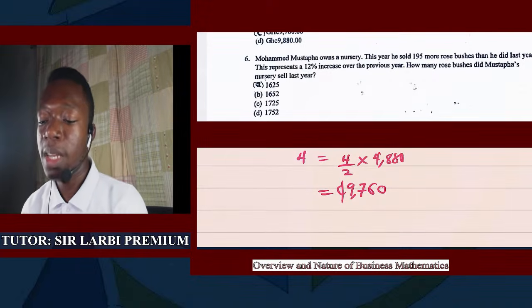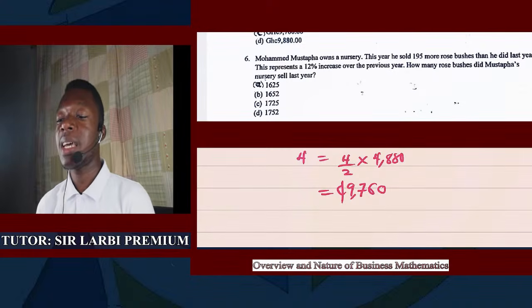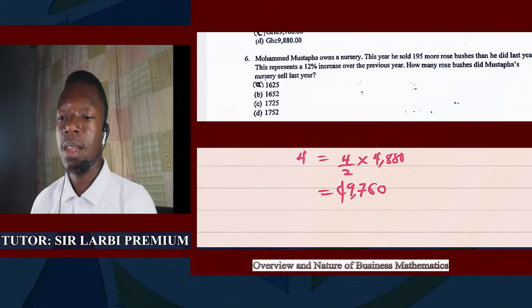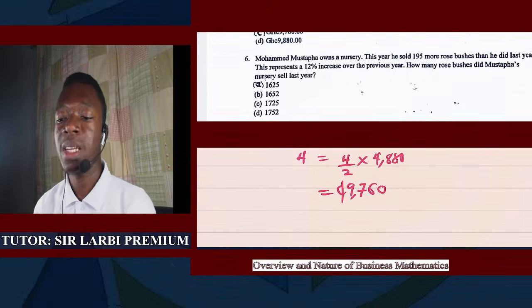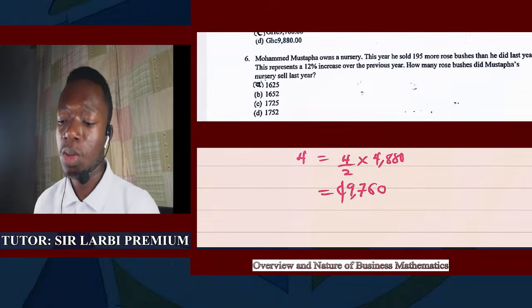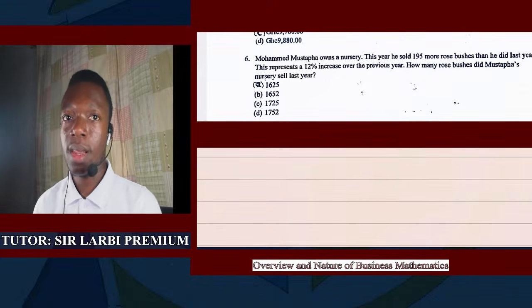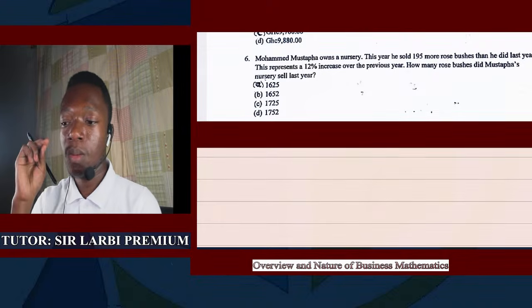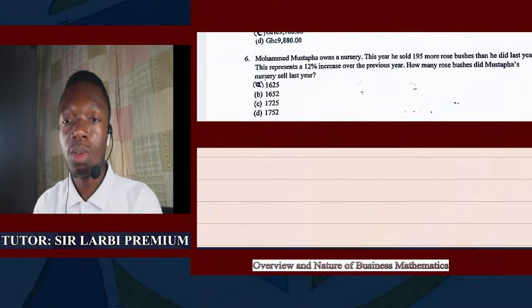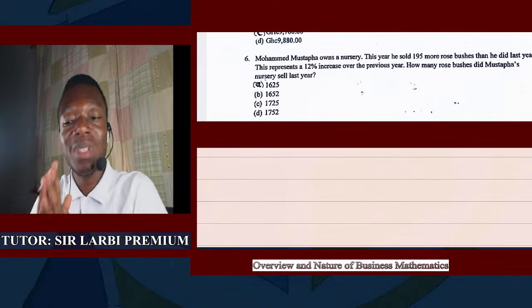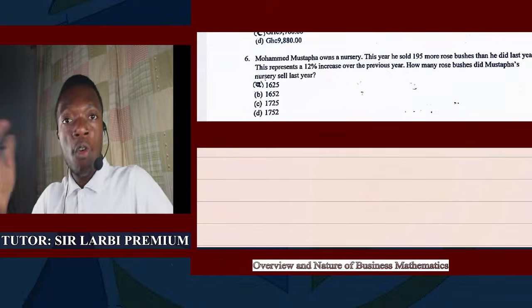Muhammad Mustafa owns a nursery. This year he sold 195 more rose bushes than he did last year. This represents a 12% increase over the previous year. So the question is that this year Muhammad sold 195 roses, and they are saying that this represents a 12% increase over the last year.